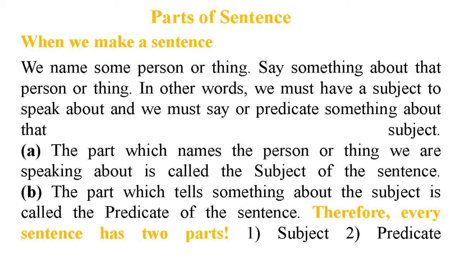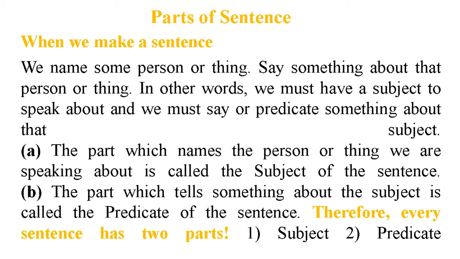Students, now we will discuss the parts of sentence, because when we write a sentence, there are always two parts the sentence is having. We name some person or thing, and say something about that person or thing. In other words, we must have a subject to speak about, and we must say or predicate something about that subject. The part which names the person or thing we are speaking about is called the subject of the sentence. The part which tells something about the subject is called the predicate of the sentence.